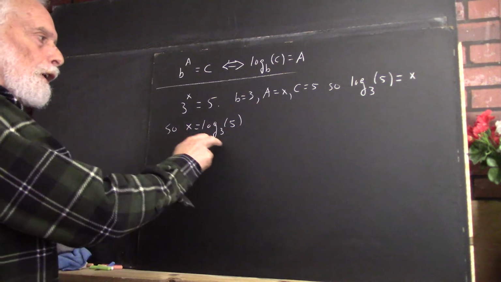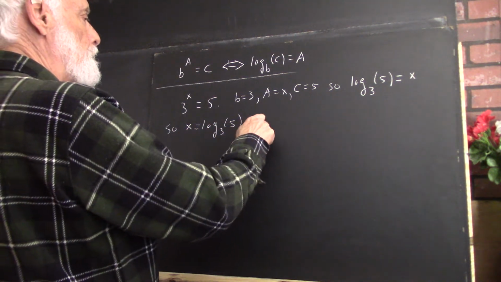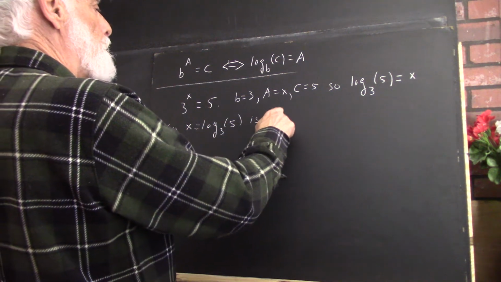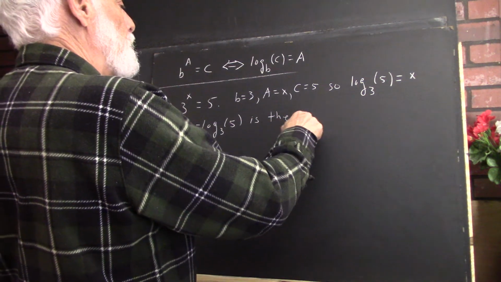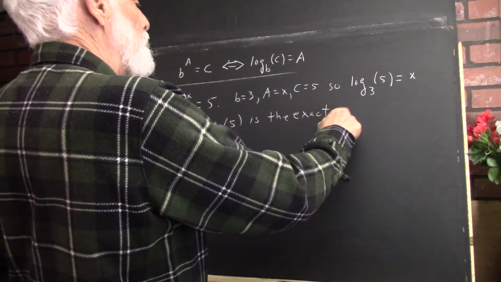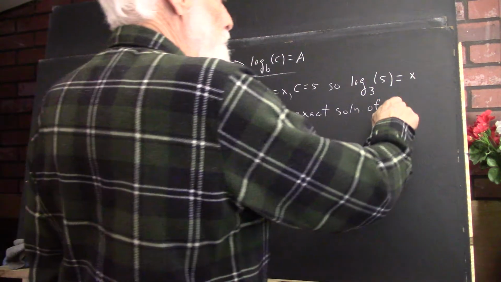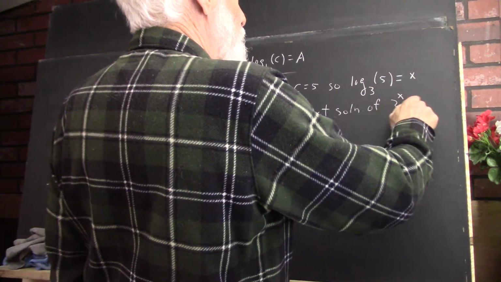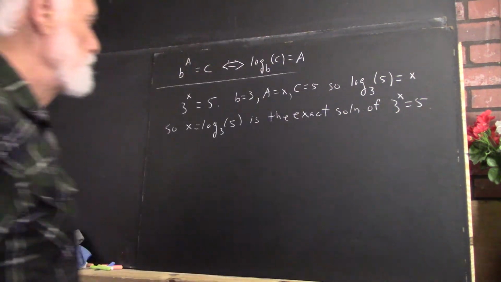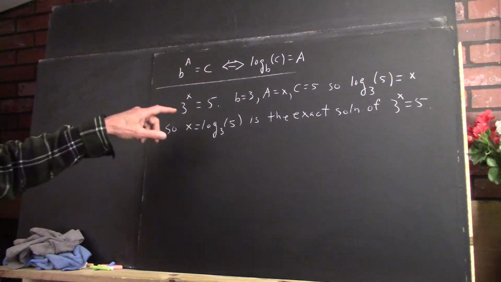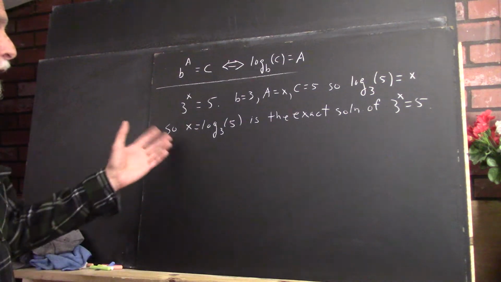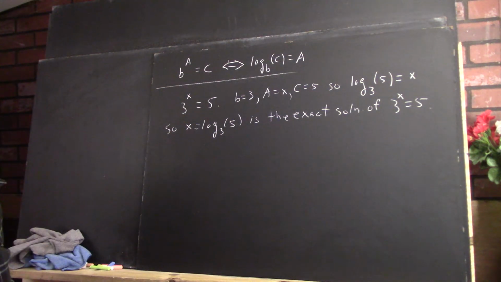So x equals log base 3 of 5 is the exact solution of the equation 3 to the x equals 5. You have no other way of getting an exact solution. This is the notation for the exact solution.